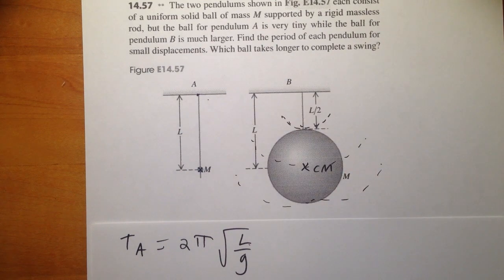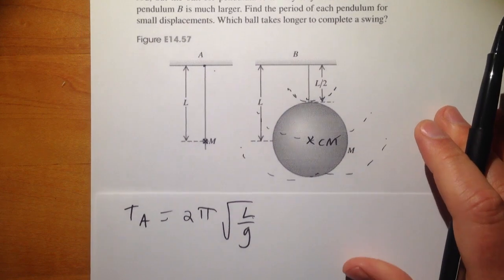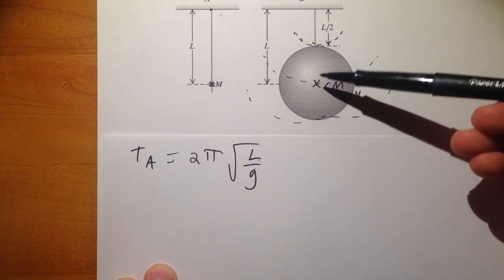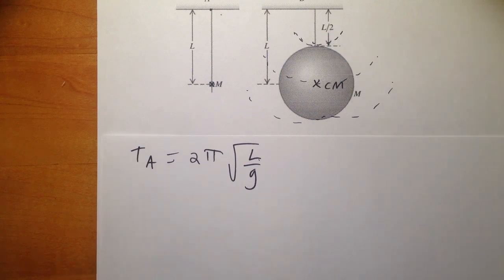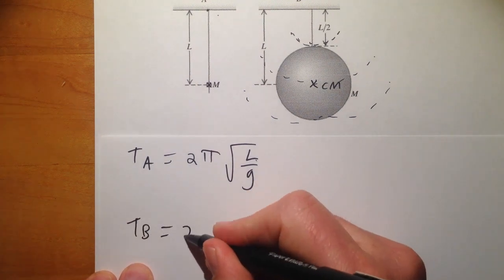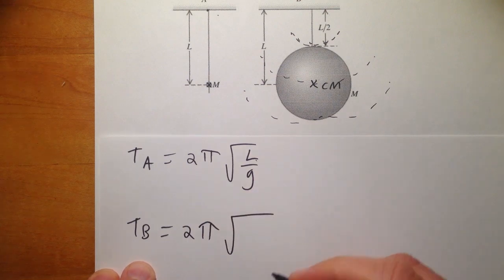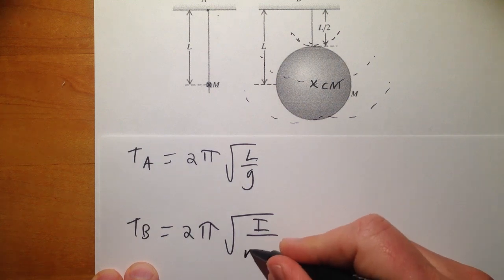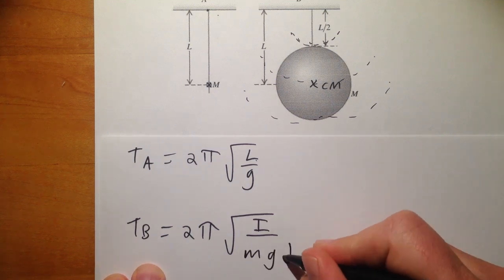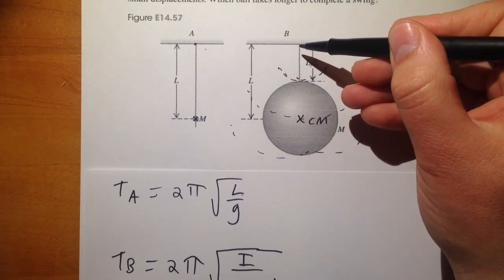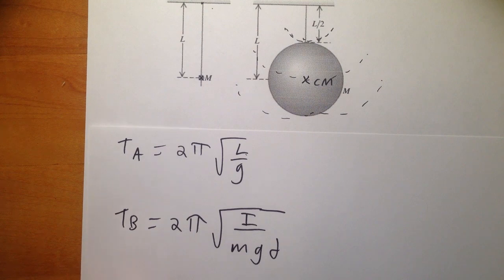Okay, for ball B, as we noted, we can't use this formula because some of the mass is further away, some of the mass is closer, so we have a distribution of mass. This is a physical pendulum. We're going to need to use the equation for a physical pendulum. And so that equation, again, on your equation sheet, is 2 pi times the square root of the moment of inertia divided by the mass times the acceleration due to gravity times d, where d is the distance between the center of mass and the axis of rotation. Okay, so we know that value.